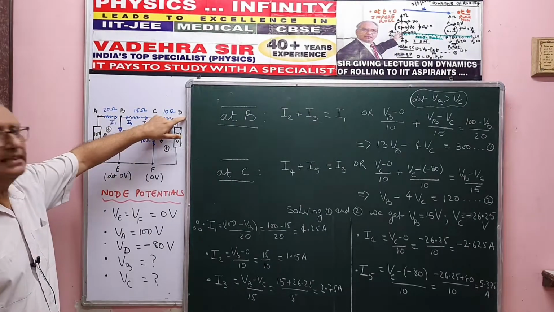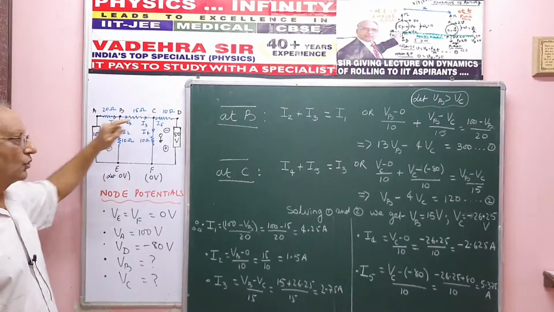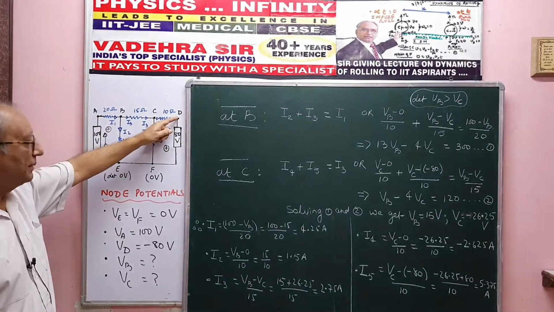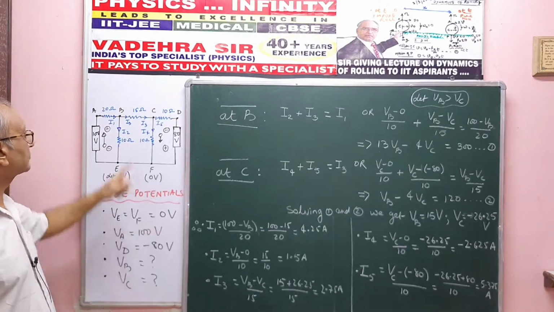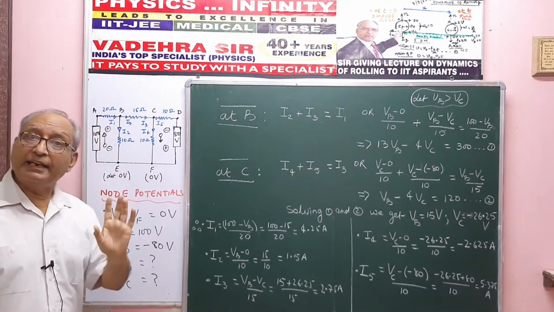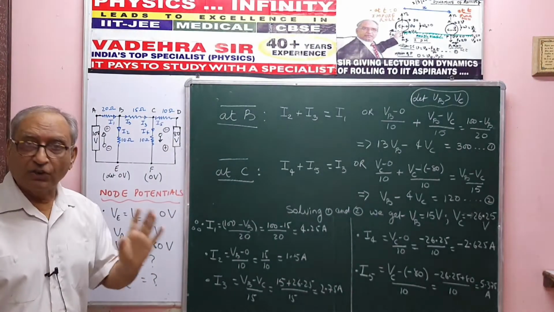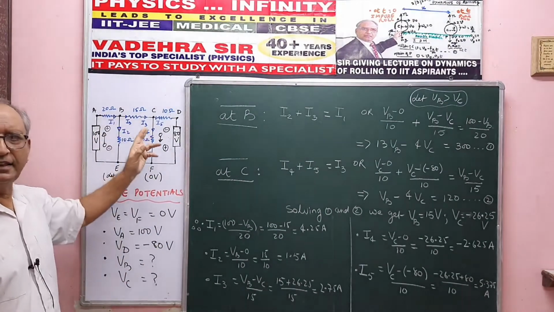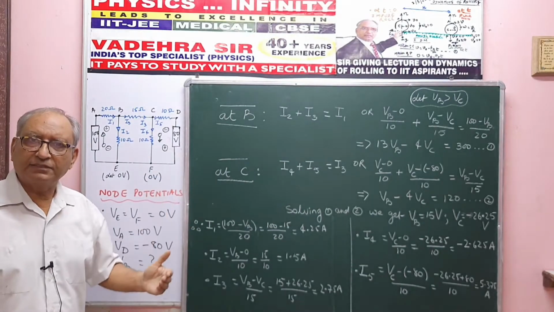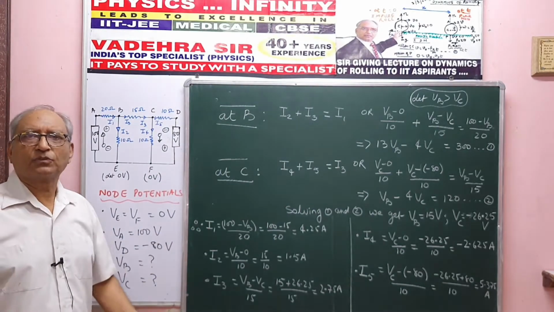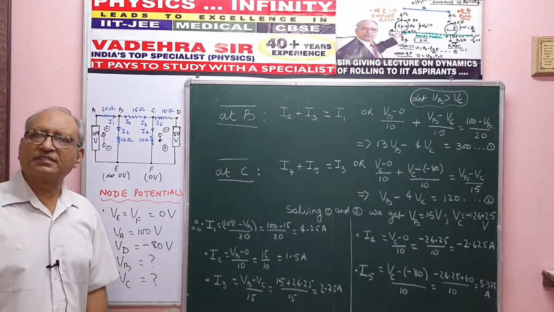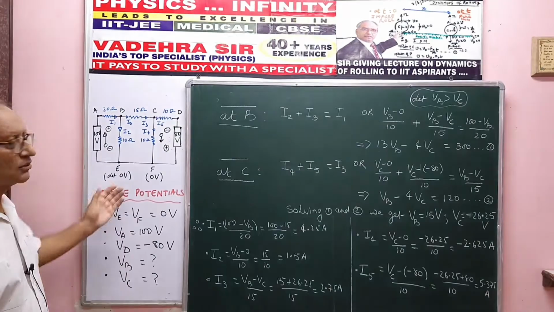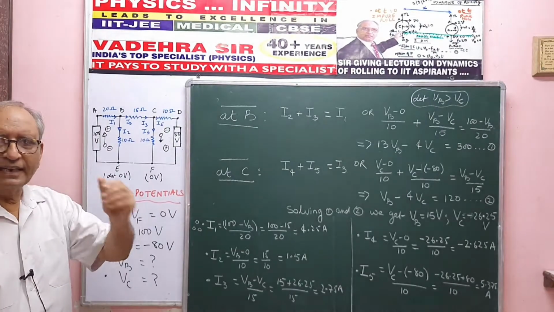Then A and D become fixed nodes. So A will be 100 volts and D will be minus 80 volt. B and C are independent nodes. Their values are not known. If we are able to find the potentials of B and C, then we know the current in every branch of the circuit, in every resistor of the circuit. That is what we are going to do in this analysis. So let's start.